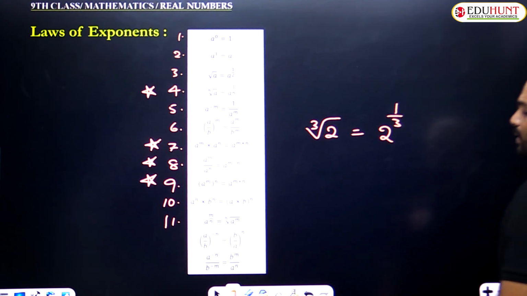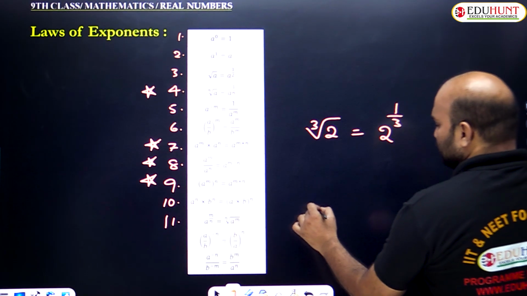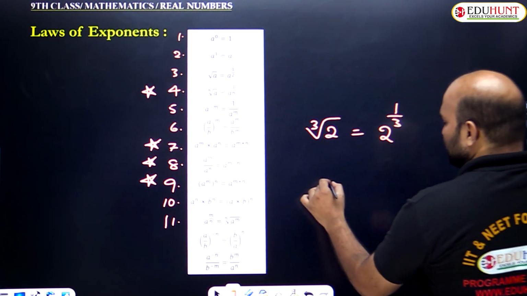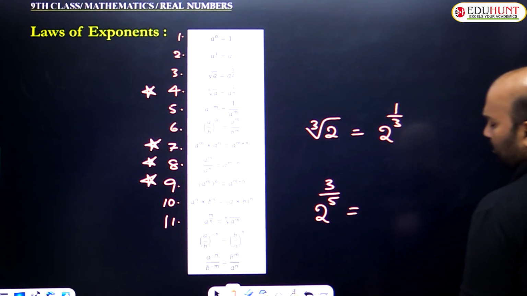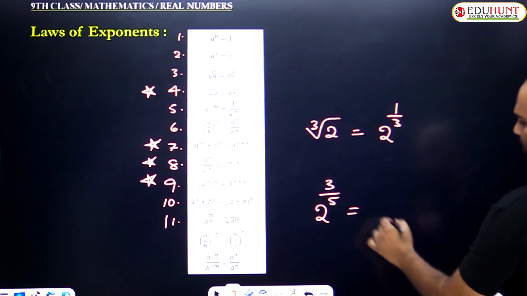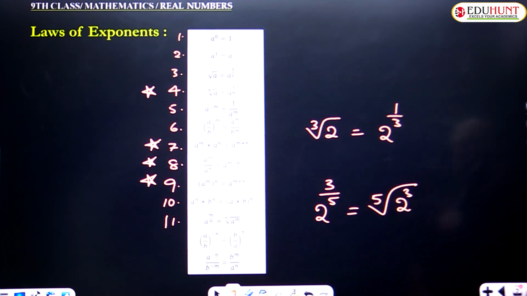Next, 11th one, a power m by n can be written as nth root of a power m. Suppose 2 power 3 by 5 can be written as 5th root of 2 cube. Am I clear?